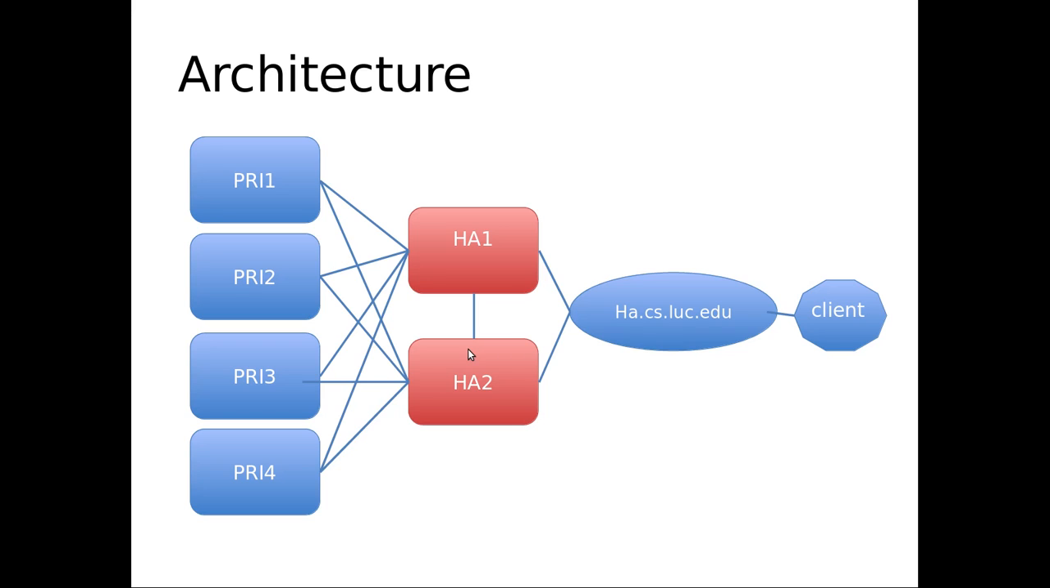This is the architecture that we're gonna implement today. As you see, we have the minimum requirement, which is four backend servers, PRI1 through PRI4, but it can be hundreds of them, it doesn't matter. We have two load balancers here, HA1 and HA2, and we have a domain name through which clients can access our network. The load balancers are connected to the backend servers as well as to each other. Connecting to each other is a bit challenging, but I'm gonna show you how to do that part also.